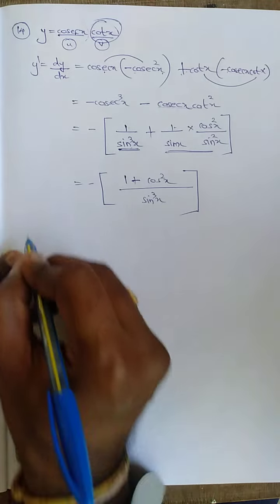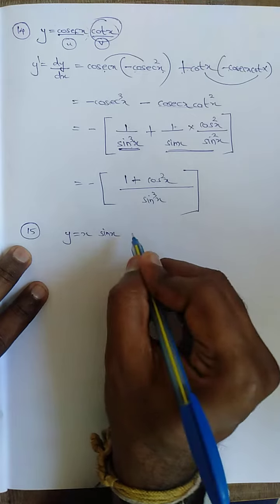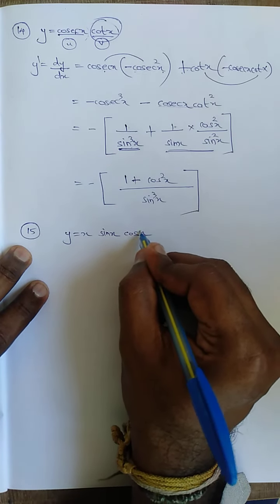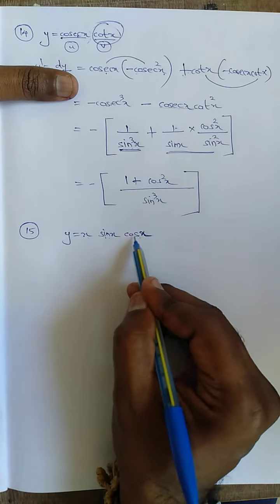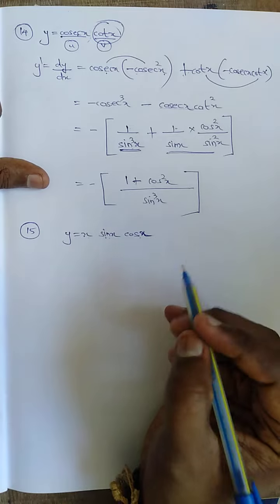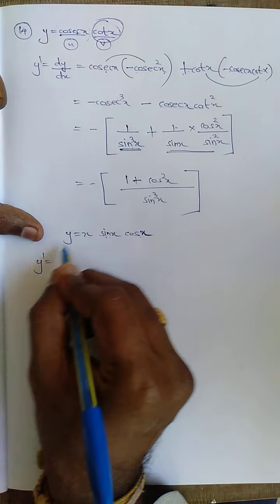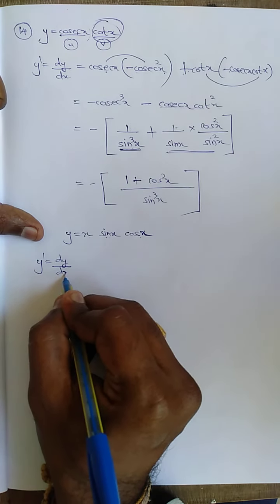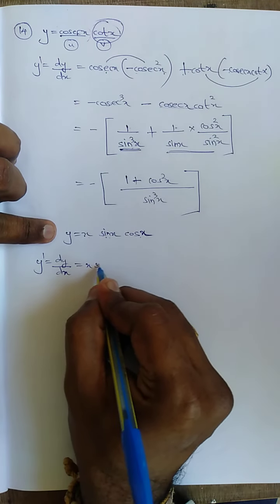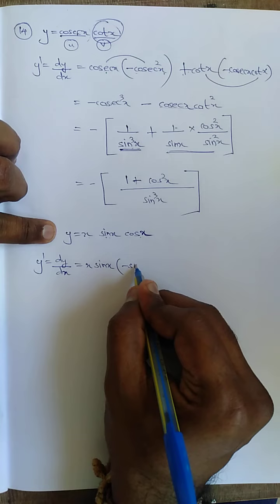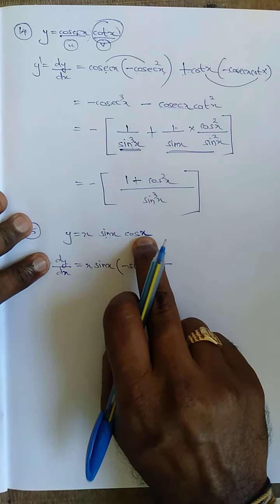Next I'm going to move towards the 15th sum. See here, y is equal to x sin x cos x. This is x, this is sin x, this is cos x. You don't need to write u, v. I told you, keep x, differentiate the same. Y dash, otherwise dy by dx. Listen carefully, students. Keep x and sin x as it is. Differentiate of cos x is minus sin x, plus. I have kept x and sin x as it is. Differentiate of cos x is minus sin x.